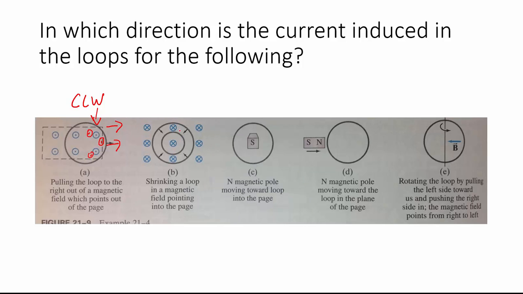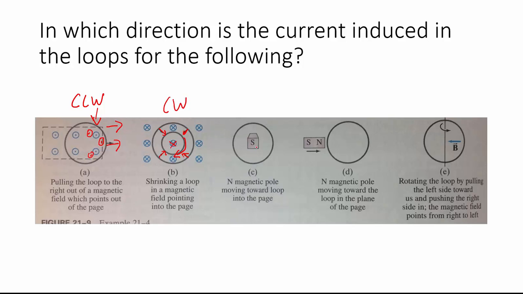Here the loop shrinks, and so again the number of magnetic field lines going through this loop is going to decrease, but these field lines are into the page, so we want to increase the number of magnetic field lines going into the page, and in order to do that we're going to get a clockwise current around this loop, so that's going to end up clockwise.